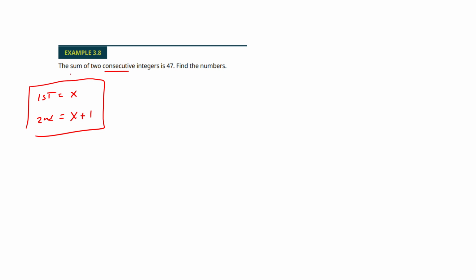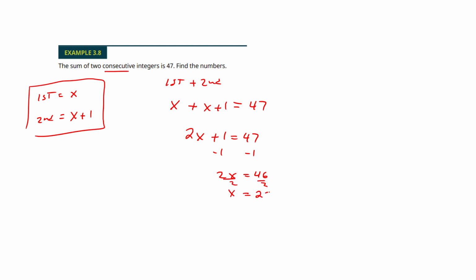So I'm going to add them now. It's the sum of these two things from my dictionary. So I'm adding the first and the second. And so that's that. The second is 47. We've got 2x plus 1 equals 47. Solving this, dividing both sides by 2. Okay, so the first number is 23. Well, back to the dictionary. First one's 23. The next one must be 24.